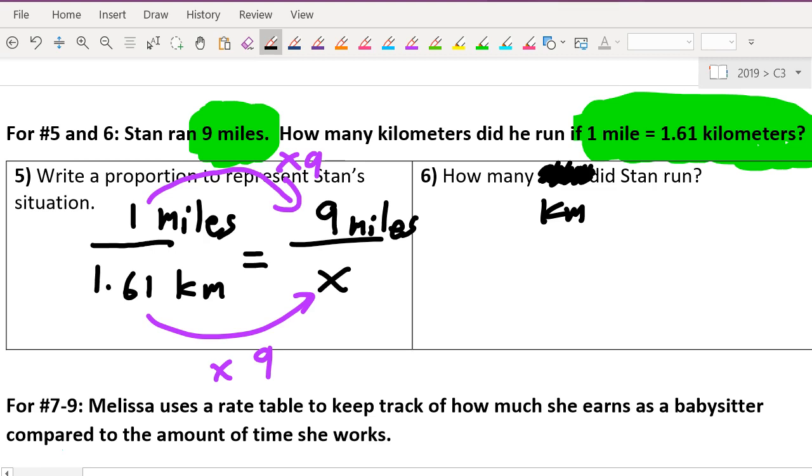14.49? Was that what I said? I don't know. Because 14.49 looks like money, so I guess I wanted more money. Okay, 14.49 kilometers. All right, are we ready? Yes. Alrighty, can I move down?